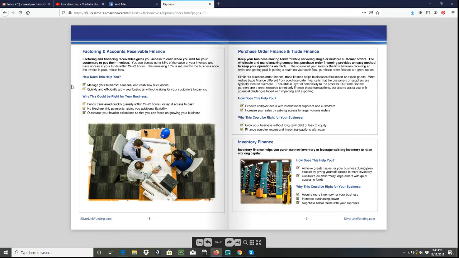The next one is purchase order finance and trade finance. Keep your business moving forward while servicing single or multiple customer orders for wholesale and manufacturing companies. Purchase order financing provides an easy method to keep your operations on track.